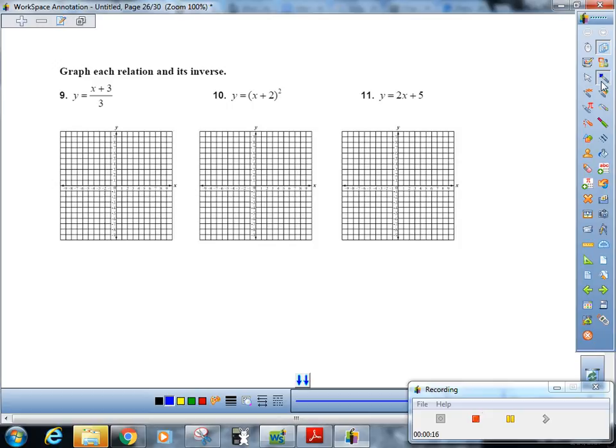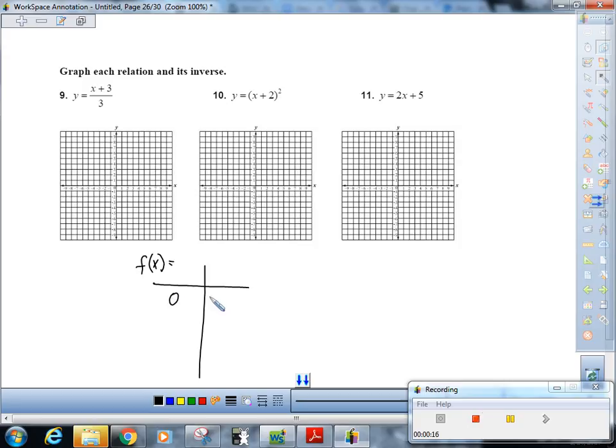All right, here we go. We're going to go over the harder ones from this worksheet to help you get off to a good start. So we're going to start with number 10. Graph the relation and its inverse. So the relation we're just going to call f of x, okay? And we'll make a little table here. So we want to pick the best values we can. 0 is a good place to start.